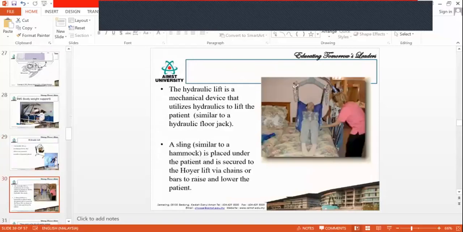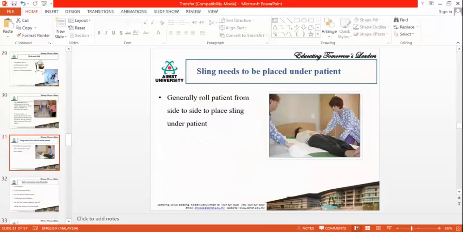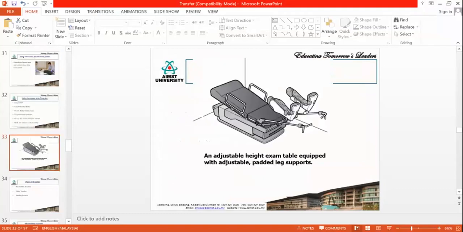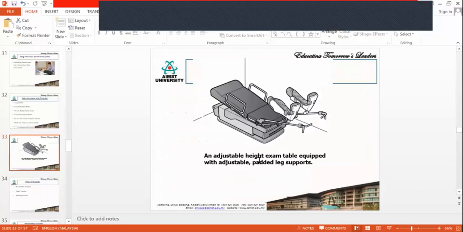This kind of locking will be very easy in case the patient has hemiplegia, that is, one side is affected. If both the legs are affected, then you might find it very difficult to shift the patient. Is that clear? These are the safety awareness you need to make sure. Whenever you have any equipment, make sure you are using it, like a height adjustable bed, padded leg support and other supports, whichever is there.